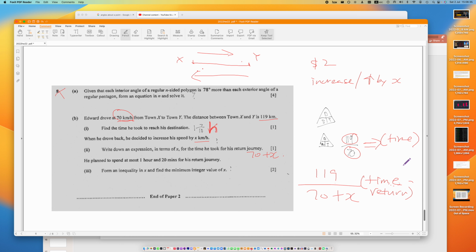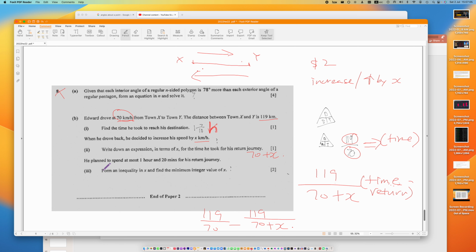You just imagine lah. Let's say you come here by train, right? You go back faster, increase speed, so you go back by taxi. So which one takes longer time? Train. The train take longer time than the taxi, right? So for this one, which one is longer? Time 1. The time return is shorter, right? So therefore this one minus this one, so it's 119 over 70 minus 119 over 70 plus X.